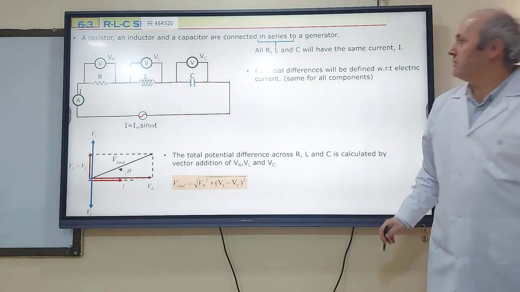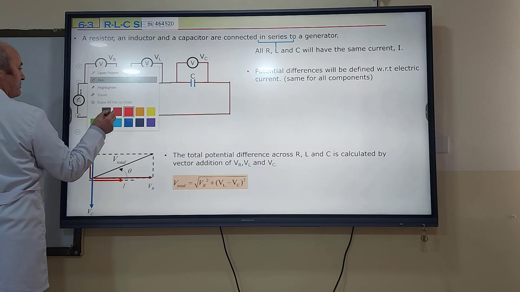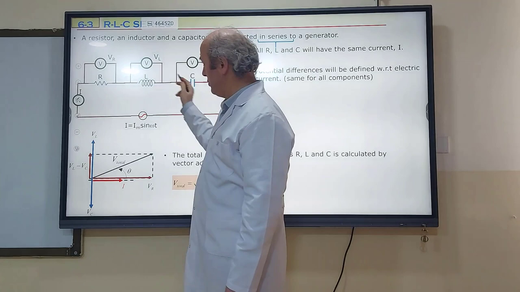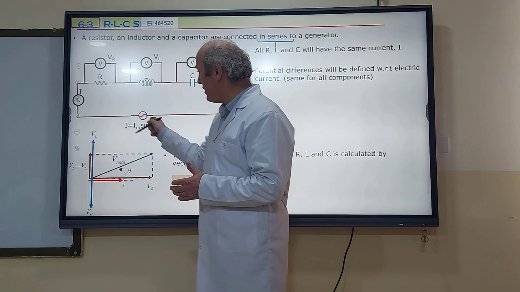So when the capacitor, the pure resistor, and the pure inductor are connected in series to a generator, this is how we connect them. Resistor, coil, and capacitor, all are connected in series, one after another, and a generator.